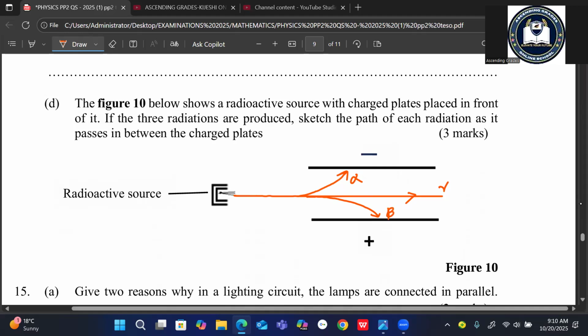This is the beta. If you compare alpha and beta, you'll find that alpha moves a very short distance because it is very heavy. That's why, if you compare its deviation with this one, the deviation is so strong because it doesn't move a longer distance, because naturally it is heavy.